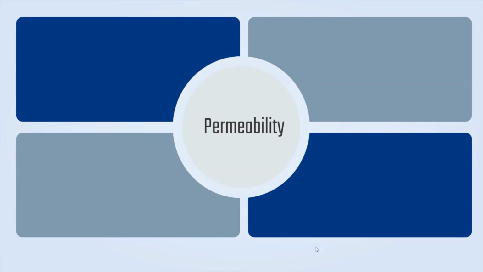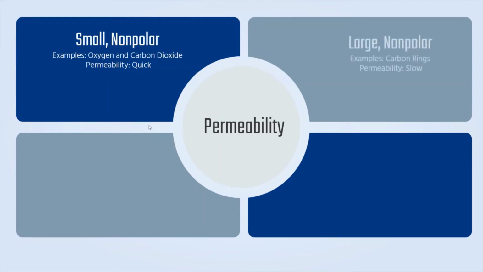So now let's talk about cell permeability. So what is able to actually pass through these phospholipid bilayers? If the substance is small and nonpolar, such as oxygen and carbon dioxide, it will be easily able to pass through the phospholipid bilayer. Because if you think about it, the inside of the phospholipid bilayer is nonpolar. So nonpolar, it will pass through easily. However, if it's large and nonpolar, such as carbon rings, it still is able to go across that membrane. However, it will be much slower.